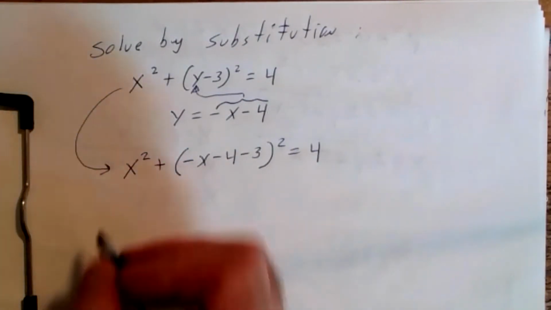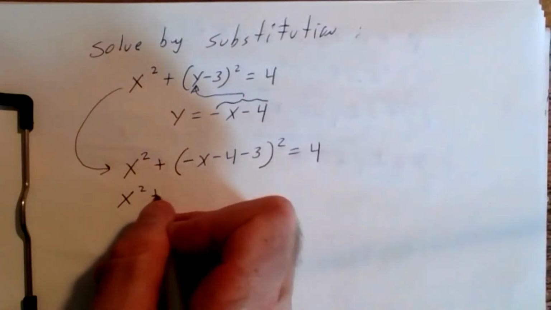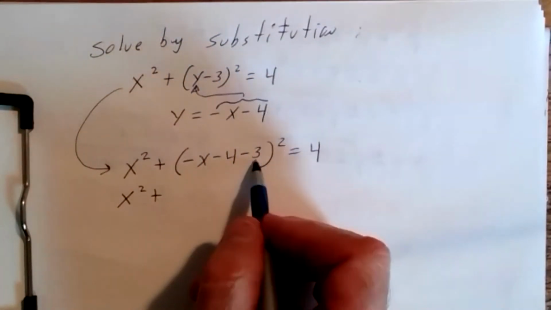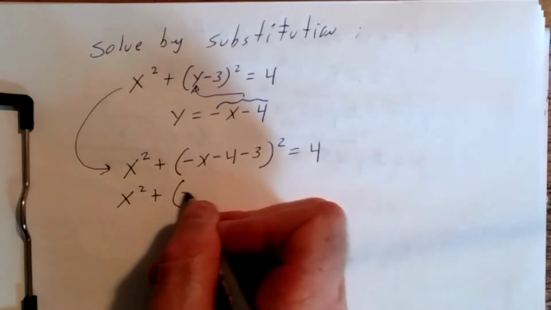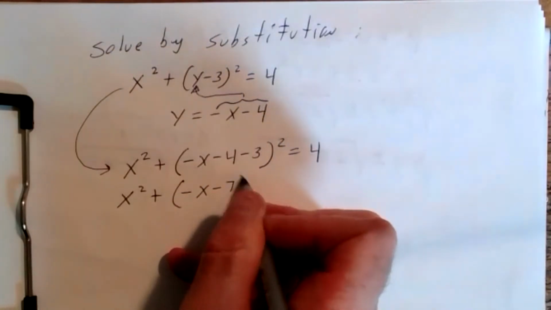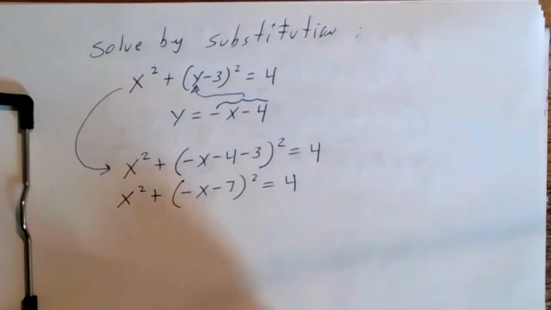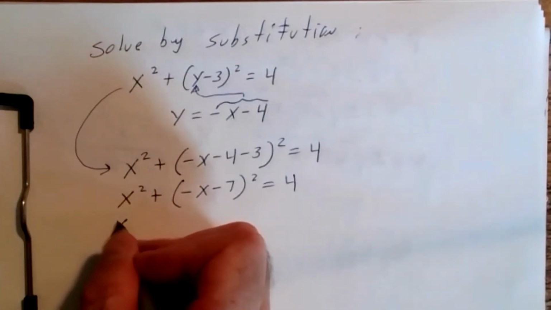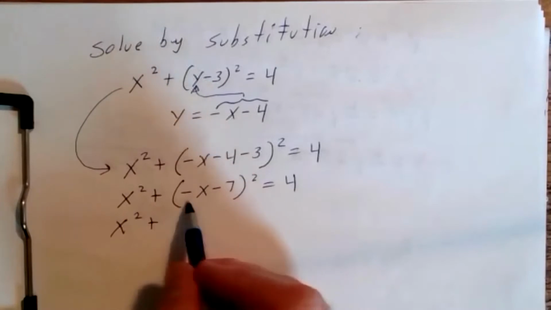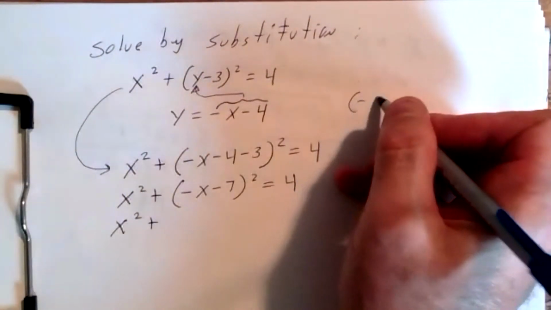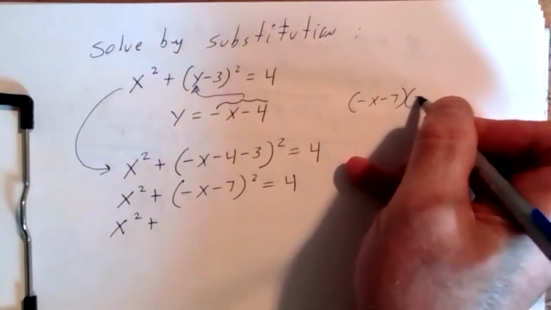Now we solve for x. -4 minus 3 is -7, so we can tidy this up and call it -x minus 7. And now, ladies and gentlemen, we have to solve this quadratic equation for x. We have no choice, but we're going to have to FOIL this out. What is -x minus 7 times itself?